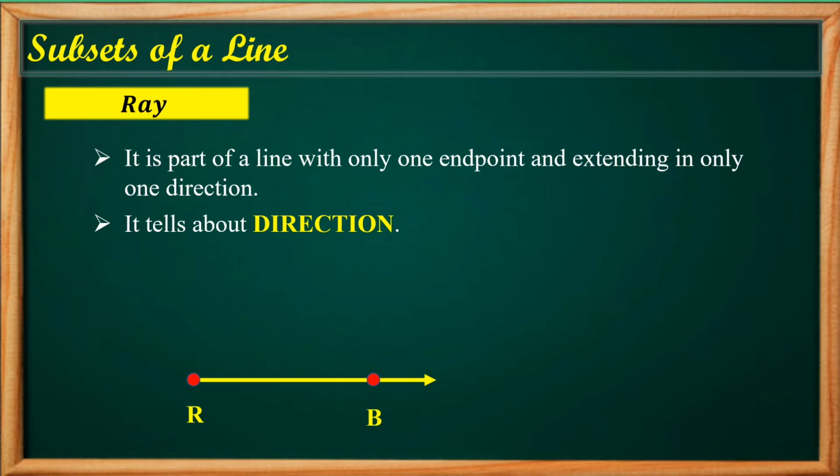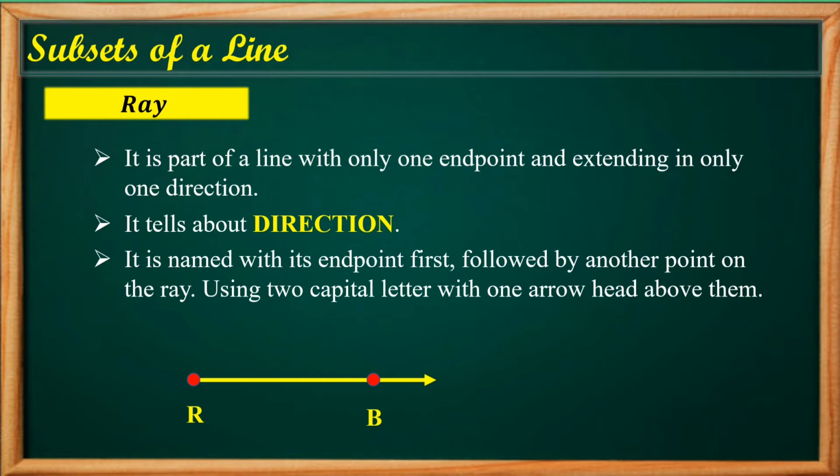Okay. Sinabi natin kanina, ray, it has only one endpoint. Ito yung one endpoint. Yung point R natin. Okay? This would be our one endpoint. And extending only in one direction. Ayan. One direction. Saan siya papunta? Going right. Okay? Going right. That is what we call a ray.